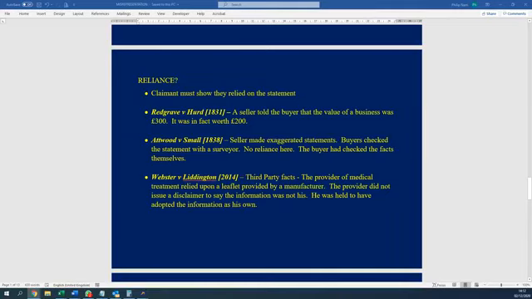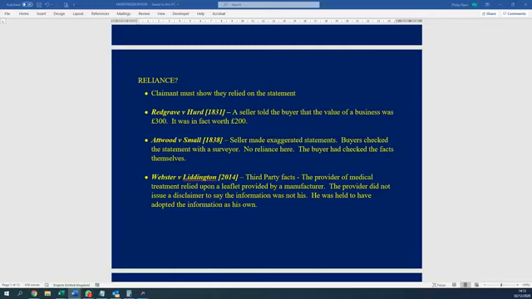Like I said at the start, the claimant must have been induced into the contract, so there must be some reliance. The claimant must show that they relied on the statement, and there's 3 cases. The case of Redgrave and Hurd, where the seller told the buyer that the value of the business was £300, it was in fact worth £200, and the buyer relied on that statement to enter into the contract, and the court found he was entitled to rely on it.